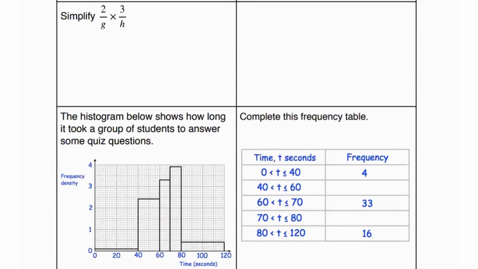Next, it says simplify 2 over g times 3 over h. So when you're multiplying fractions, you multiply the numerator with the numerator and denominator with the denominator. Hence, 6 over gh. If there was a possibility of simplifying it, you can do the simplification vertically or diagonally, not horizontally. But in this case, we can't simplify it, so 6 over gh is the answer.